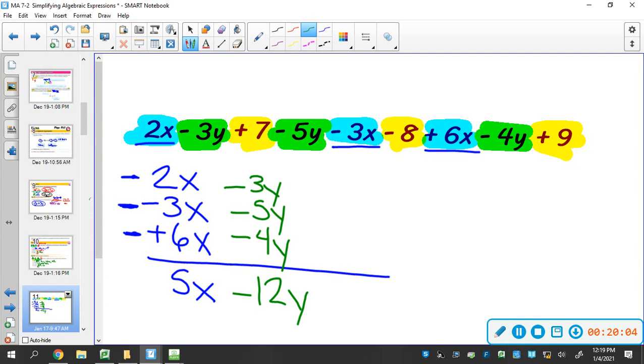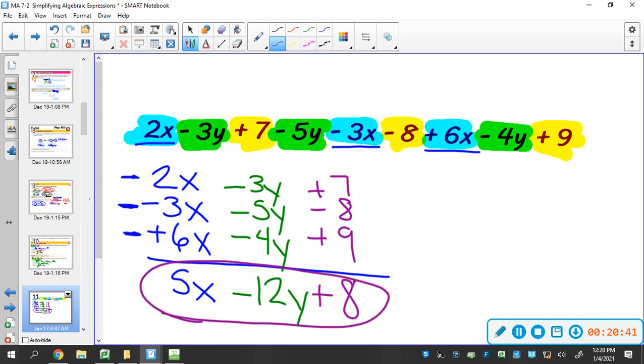And then my last one, I can't write in yellow and you guys be able to see it, so I'm going to switch colors. I'm going to use purple instead. I have a positive 7, a negative 8, and a positive 9. And when I add those up, 7 plus 9 gives me 16. 16 minus 8 gives me a positive 8. Now, I cannot combine any more than that. Those are my like terms, 5x minus 12y plus 8. Okay? None of them have the same variable with the same exponent, so that's it. That is my simplified answer.